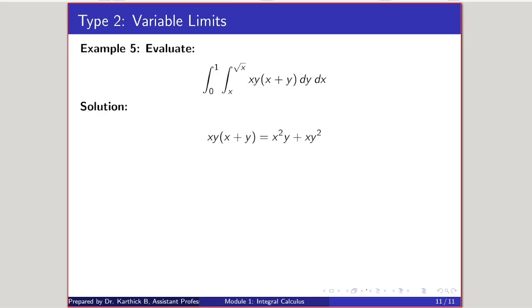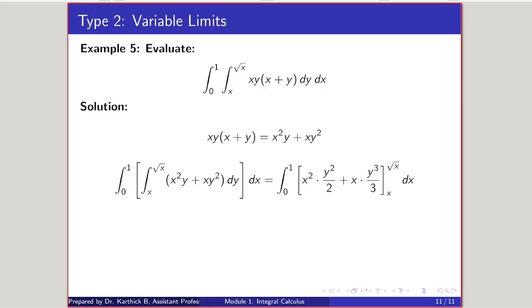First I am simplifying the given function. It becomes x square y plus x y square, and next I am making the first integral, integrating this function with respect to y. With respect to y, x square will be a constant, and integrating y, it becomes y square by 2, and again x will remain constant, and y square becomes y cube by 3, and I may substitute the limits instead of y.